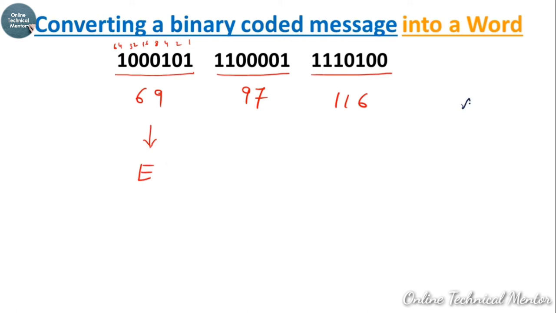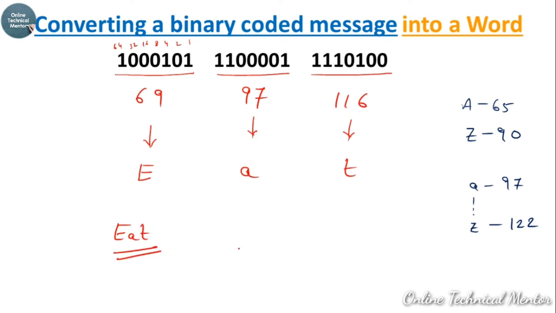As we know, capital A to Z has ASCII from 65 to 90, and small a to z has ASCII 97 to 122. Now 97 is the ASCII of small letter a, so just write down a. And since z is 122, 116 will be the ASCII of small t. Just count backward, you will get 116, which is the ASCII for t. So this will be EAT. So this binary coded message represents the word EAT.